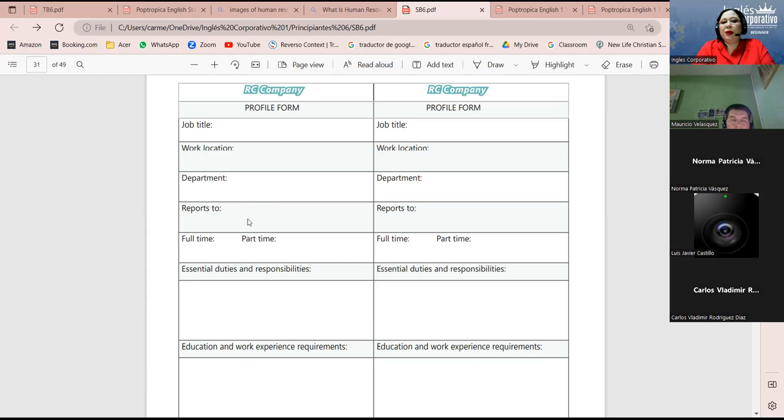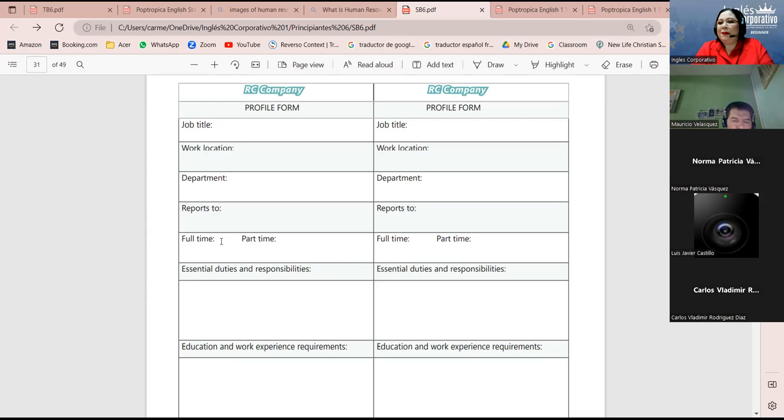Entonces vamos a poner "reports to". Por ejemplo, si es el accountant, general accounting, right? O general accountant, el contador general, ¿verdad? O external audit, internal audit. Ahí ponemos de quién depende o a quién le va a reportar, a quién le va a dar cuentas, ¿verdad? Este puesto de trabajo, ¿verdad?